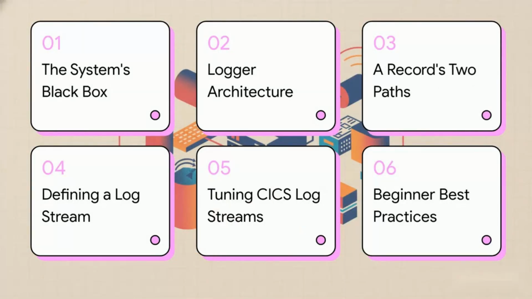So here's our game plan. We'll start with the big idea of the black box, then get into the architecture, see how records move around, and even look at how you define a log stream. Then we'll get into some pro tips for CICS and wrap it all up with some best practices for beginners. Sound good? Let's get to it.